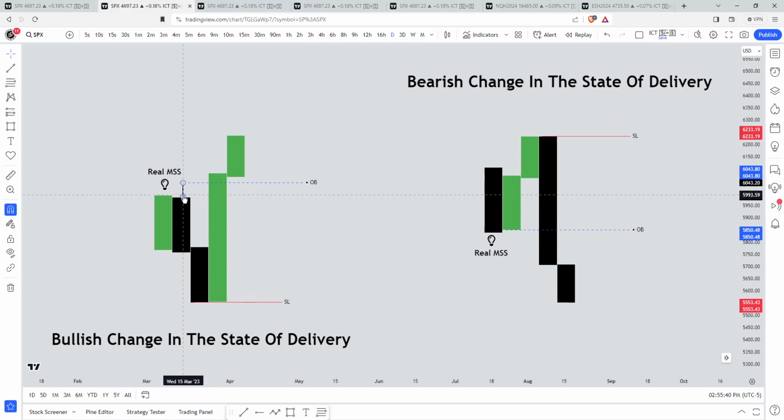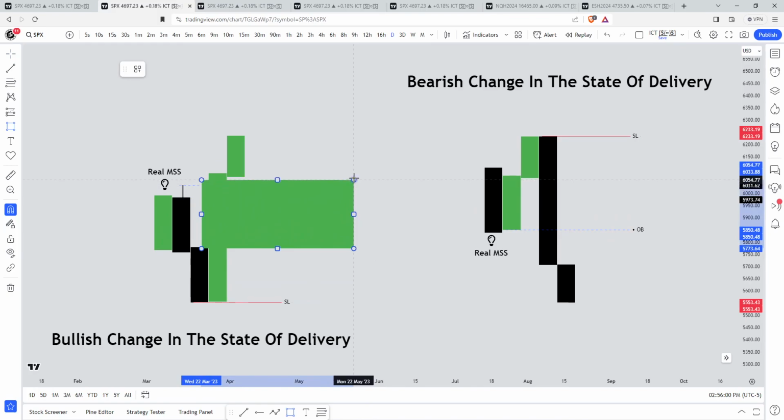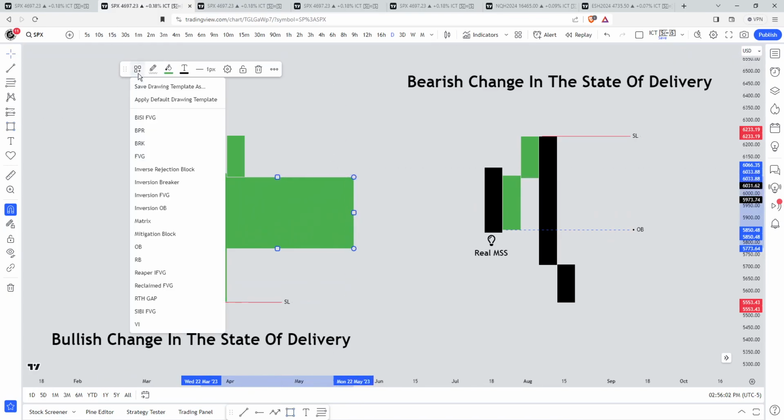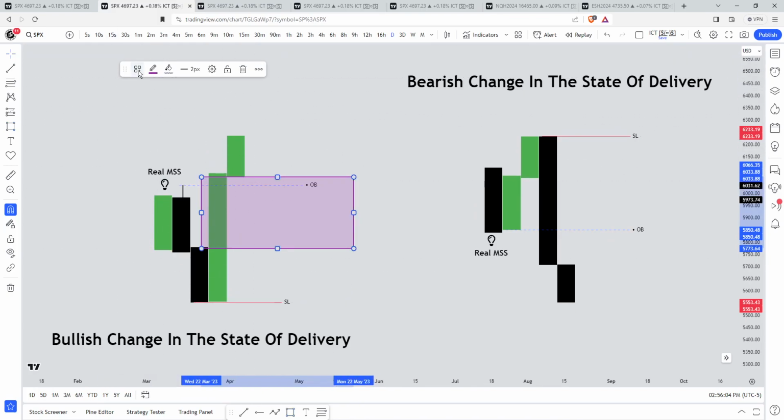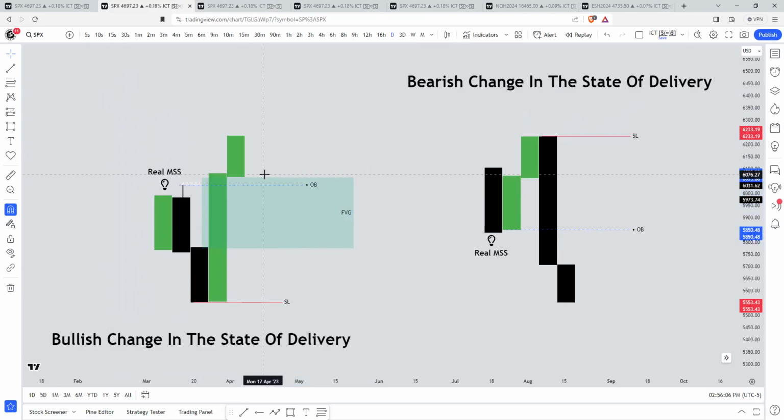For some reason, it's not letting me put it in the middle there, but if I'm looking at a bullish change in the state delivery, I want to see price close. Now, I've seen ICT just refer to the open of this, and he just wants to see price close above that. For this model, I just strictly wait for price to close above the upper wick of the order block. I also look for price to create a fair value gap after it does that, or kind of as it's doing that. So label this BISI.